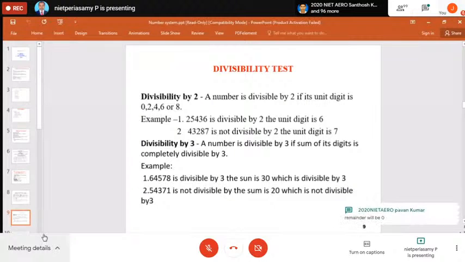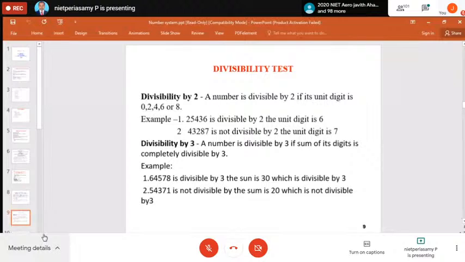Suppose any one number is given randomly, how do we identify whether this number is exactly divisible by 2? Some test is available. By using this test, we can check whether the given number is exactly divisible by 2, by 3, by 4, etc.